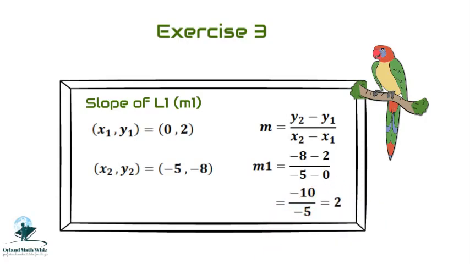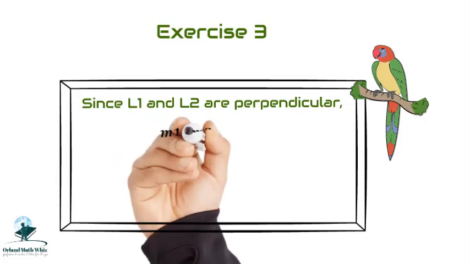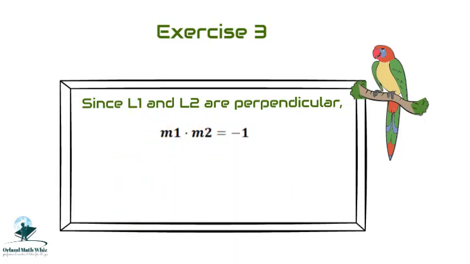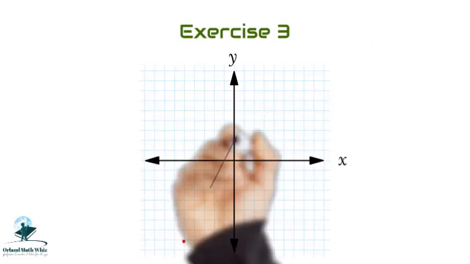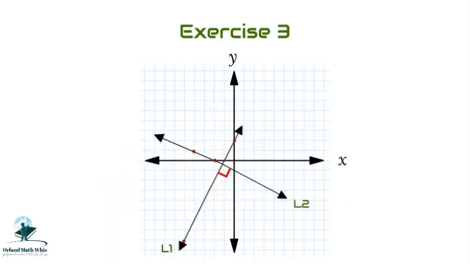So, m1 equals 2. Since L1 and L2 are perpendicular, m1 times m2 equals -1. Substituting, we have 2 times m2 equals -1. Dividing both sides by 2, we get the slope m2 as -1/2. Graphing the 2 lines L1 and L2, we can see that they are perpendicular.